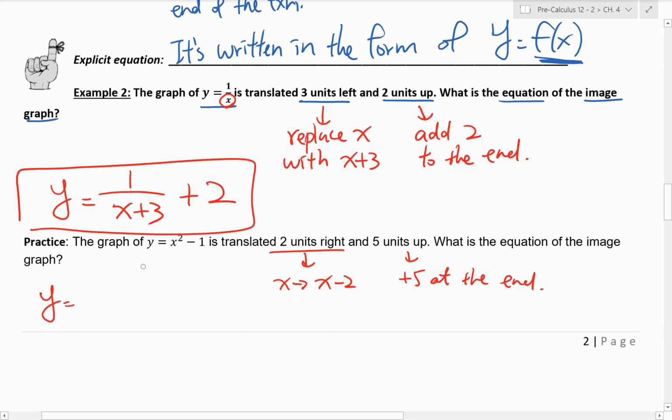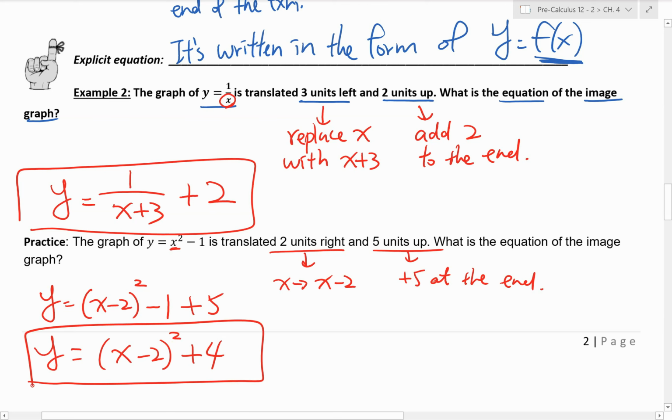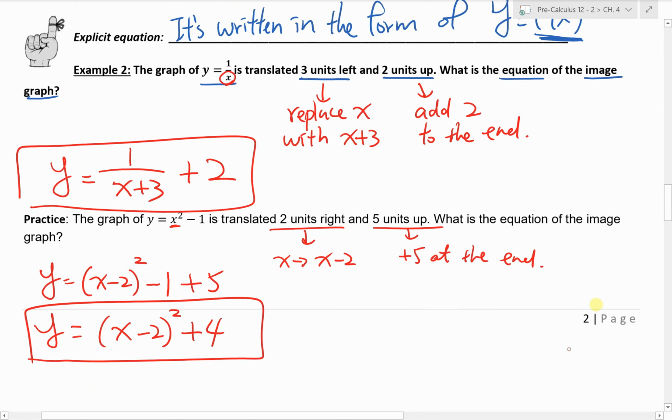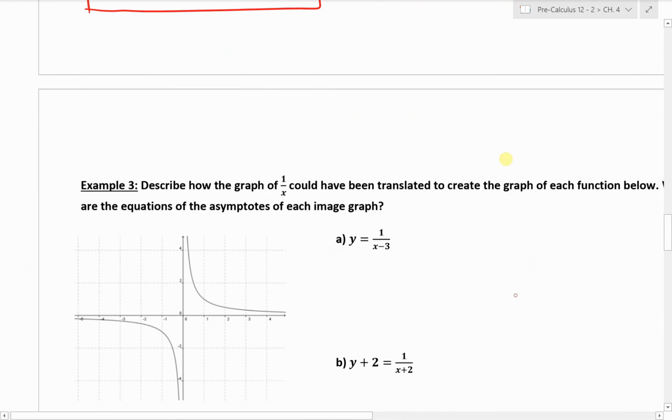So instead of x, it's going to be x minus 2, and then squared. Minus 1 is still there. Now because this is moving 5 units up, we're going to add 5 to the end of the function. So after x squared minus 1, we're going to add 5 there. If you simplify, this becomes x minus 2 squared plus 4. And there is the equation of the image graph. It could be tricky, so be careful.